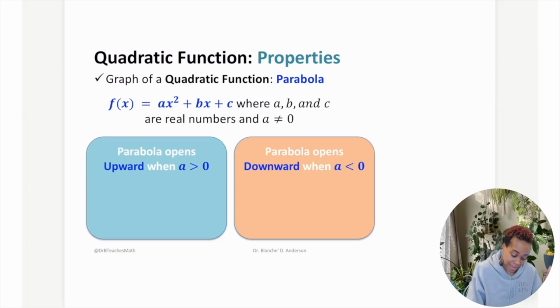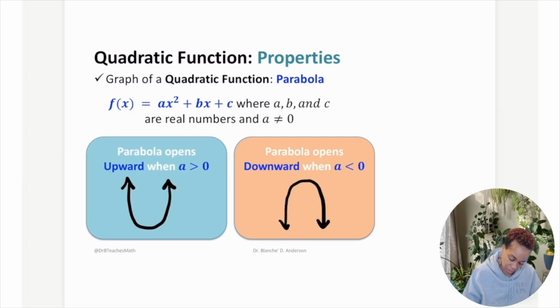When the coefficient of a on the quadratic function is greater than 0, then the graph opens up like this. Okay? When it's greater than 0, the graph is going to open up. And then when it's less than 0, it's a negative number, the graph is going to open down. The only thing a cannot be is 0. Why? Because if a is 0, you have no quadratic function, because 0 times anything is just 0.